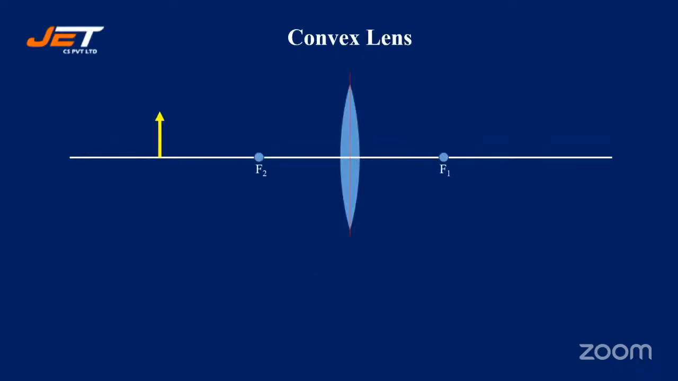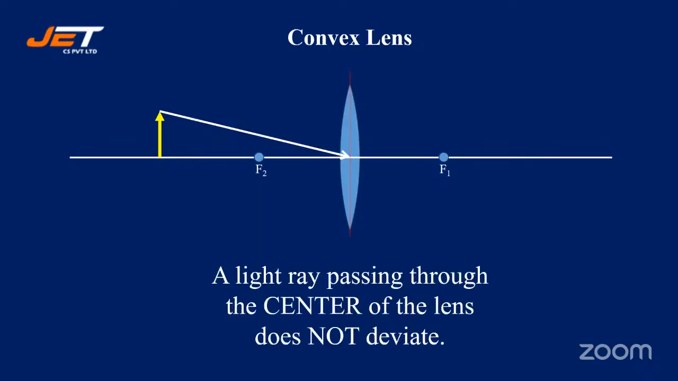Here's a convex lens. The object is shown with the yellow arrow. Alright. So now I'm going to figure out where the image will be formed. F1 and F2 are the foci. How do I do it? I start with this ray passing through the optic center. A light ray passing through the center of the lens does not deviate. Alright, it goes undeviated. So that will go straight like this.